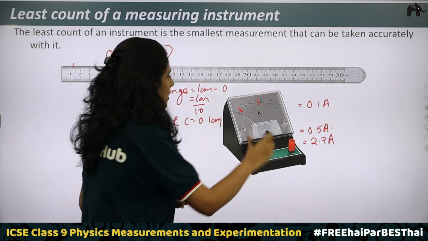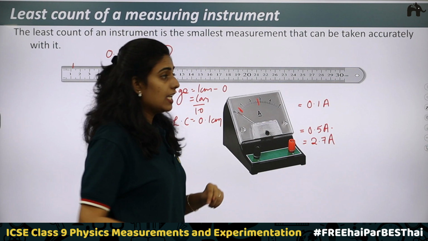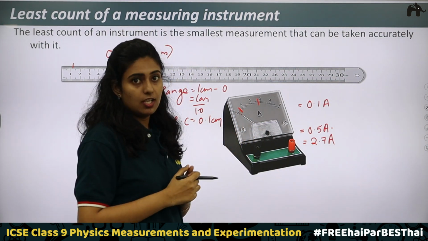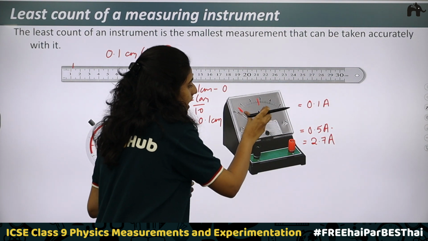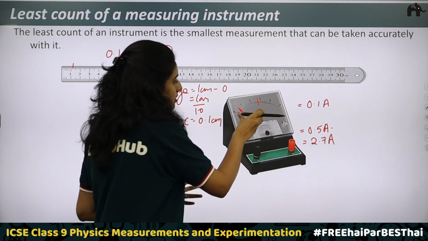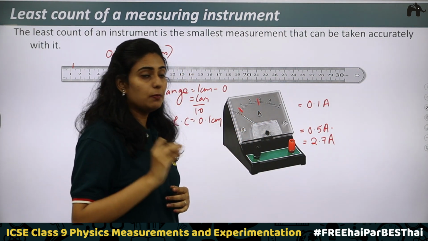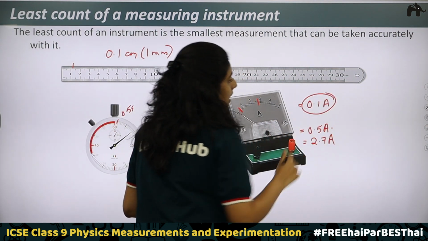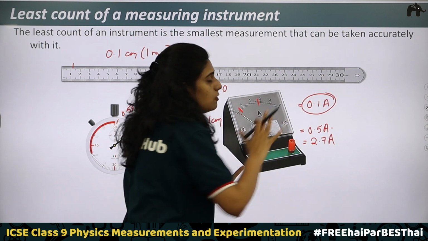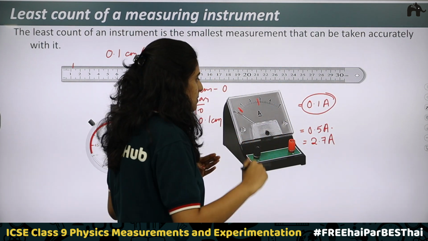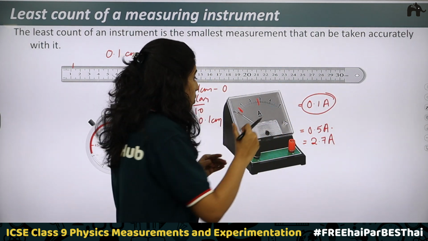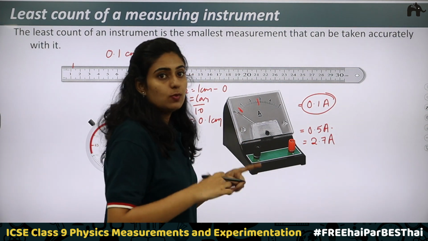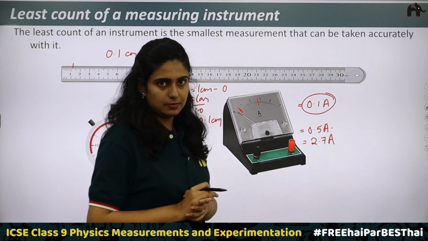Now these can be measured. If the currents are still smaller, you cannot use a normal ammeter. A normal ammeter cannot be used to measure currents that are less than 0.1 ampere. Then you will be using milliammeters and microammeters, which will help us measure the current.